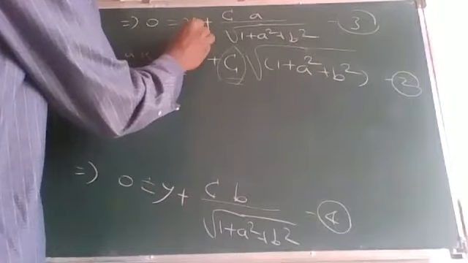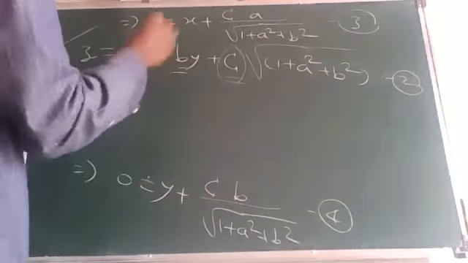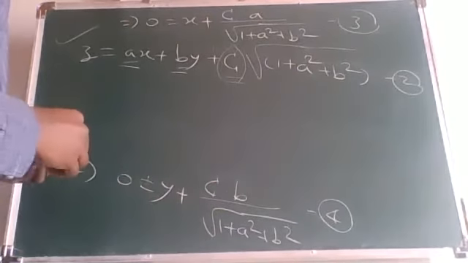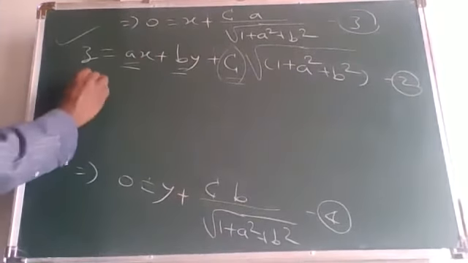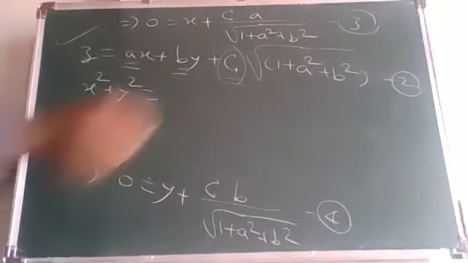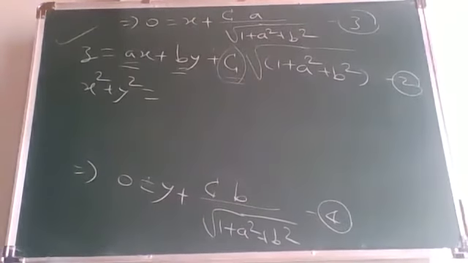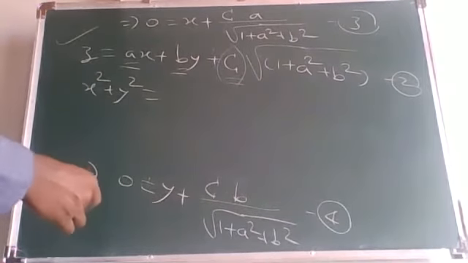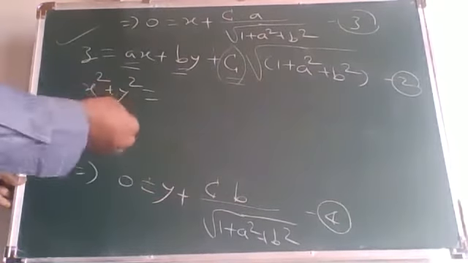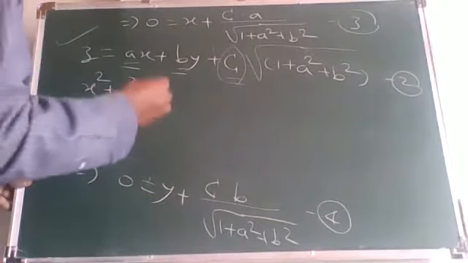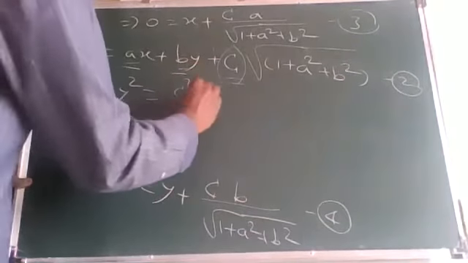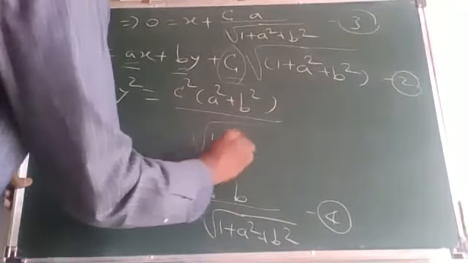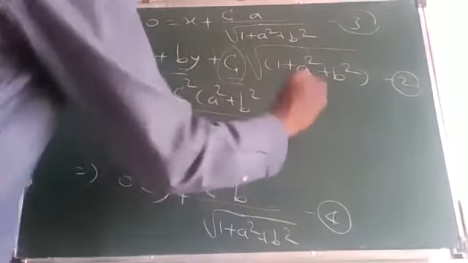See equations 3 and 4. Take x and y in the form of the remaining part: x is equal to minus capital C into A, and y is equal to minus C into B. Take the square on both sides and add. From equations 3 and 4, x square plus y square is equal to, minus minus after squaring becomes plus, capital C square in the bracket A square plus B square, divided by square root of 1 plus A square plus B square.